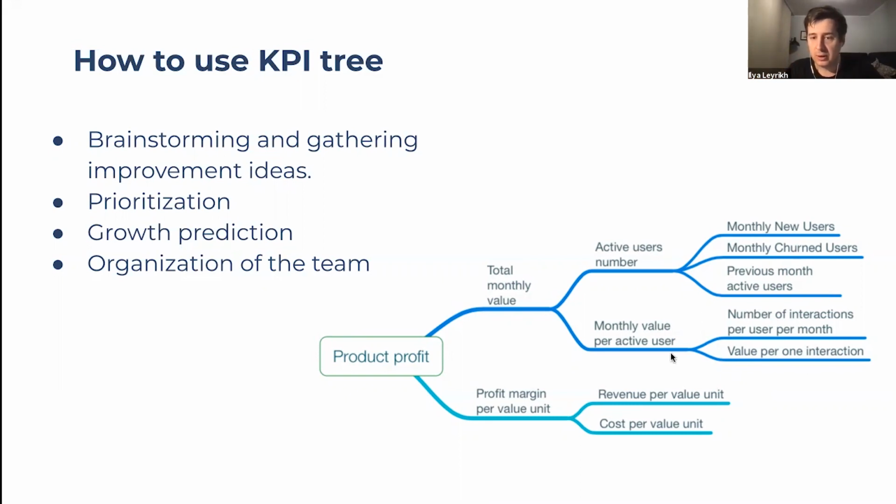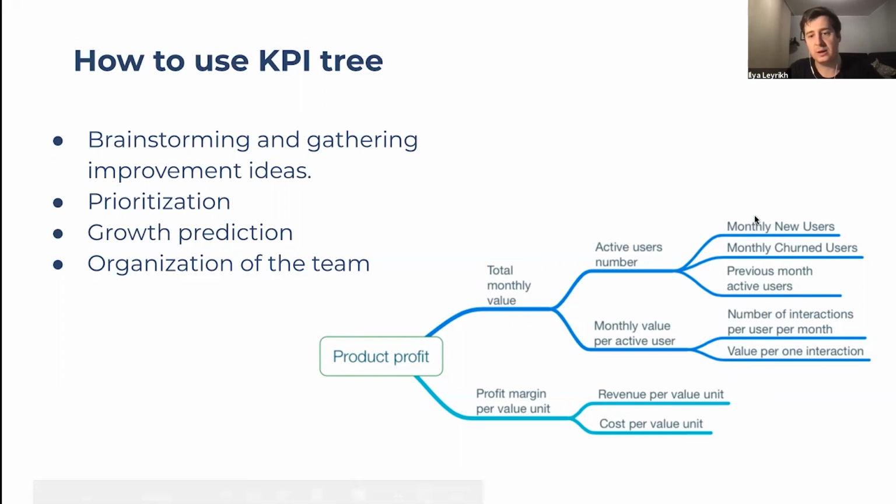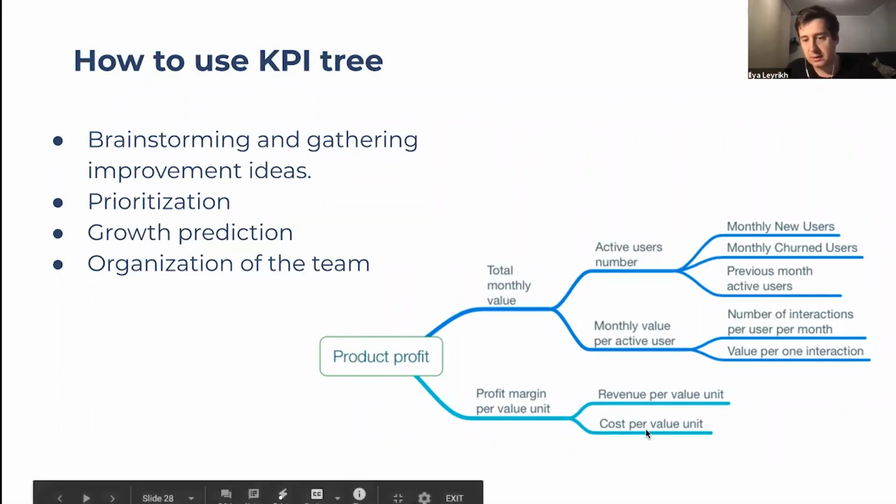So you can go to the end branches of the tree and think about projects that you can do to move the metrics there. So for example, monthly new users. We might be working on improving conversion. We might be working on adding new marketing channels or improving the existing marketing channels. So for example, we can make a better recommendation program or referral program, or we can go and look at the completely different branch of the tree.